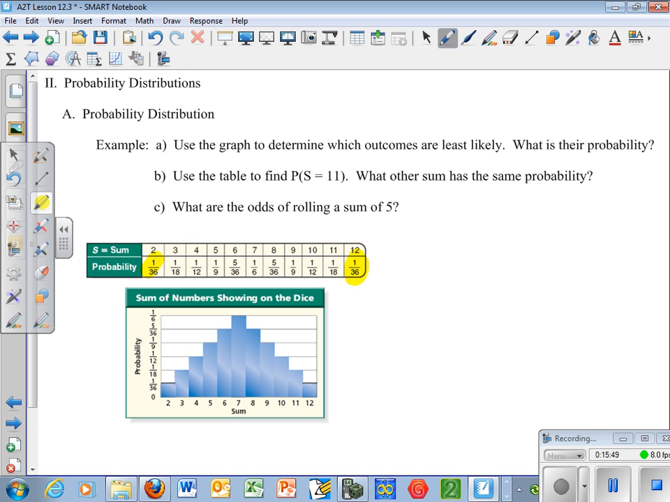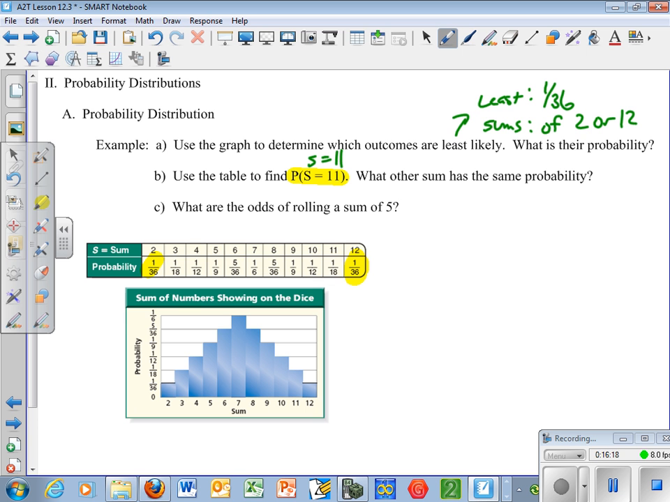So the least probability is 1 out of 36, and that is sums of 2 or 12. A double 1 or a double 6, and there's a 1 out of 36 chance. B says use the table to find the probability S equals 11. That means that the sum is equal to 11.